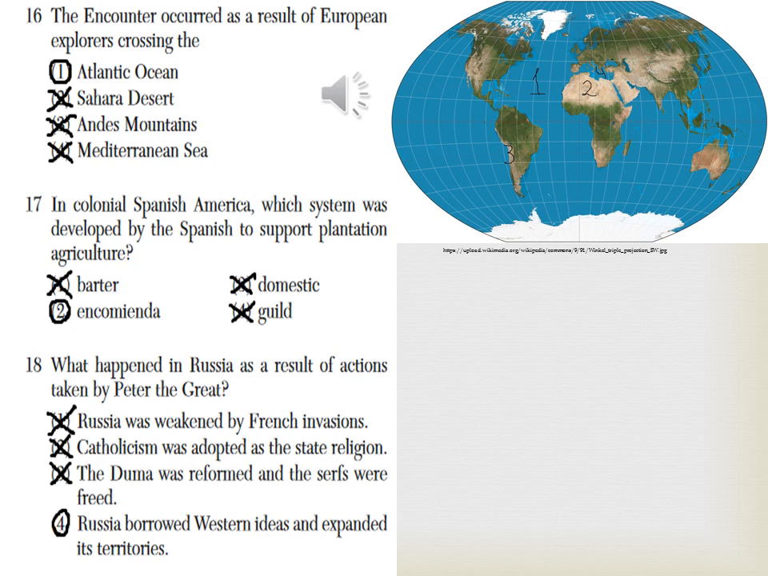So to get to the New World from Europe, they had to have crossed the Atlantic Ocean, which I labeled as number 1 on this map. They could not have crossed the Sahara Desert because that's the northern part of Africa. 3. Andes Mountains, South America? No. Or is it 4, the Mediterranean Sea? It's a very easy question.